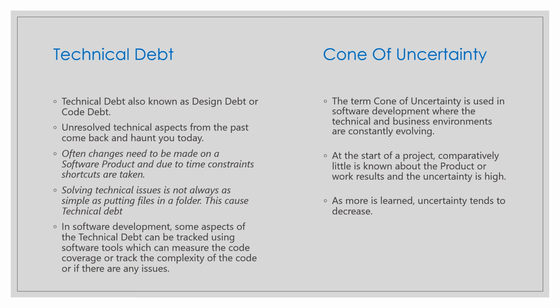Okay, now the cone of uncertainty. The term cone of uncertainty is used in software development, where the technical and business environment are constantly evolving. At the start of the project, comparatively little is known, and uncertainty will be high. As more is learned, uncertainty tends to decrease.